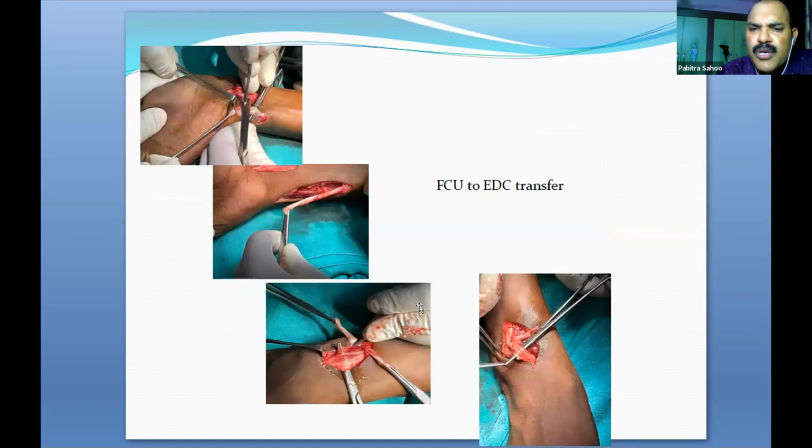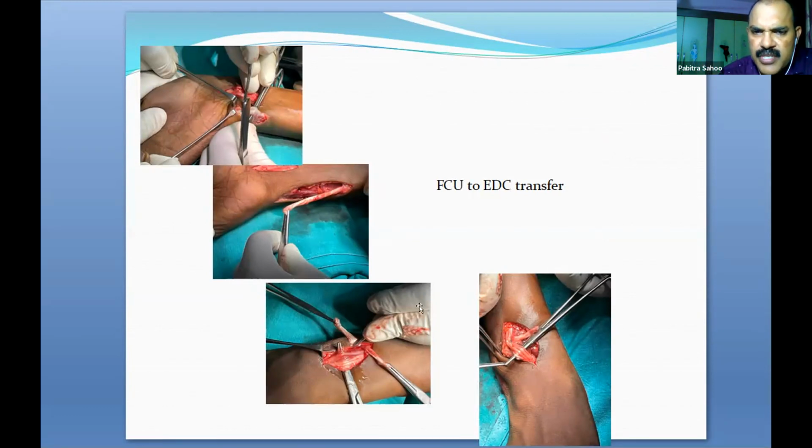Then next, if the ECRB is there, but still the fingers are not well powered to extend, you can go for flexor aponeurotic release by relieving spasticity of the long flexors. Also, you can augment the extensors. Extensors can be augmented by transferring FCU to EDC.